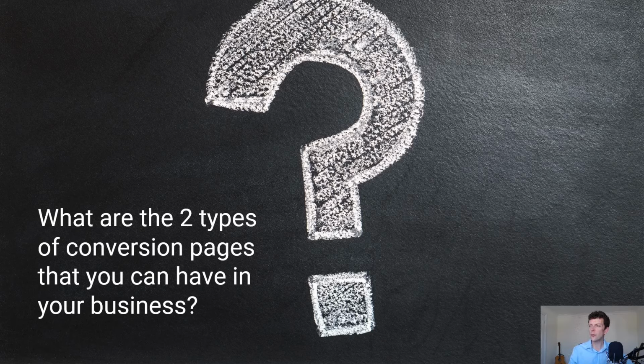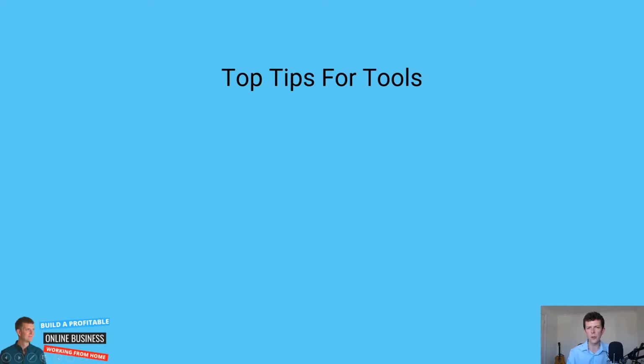So there are opt-in pages and sales pages. That's basically it. All right. And of course, there's many different variations on each of those. But let's not get into the weeds yet. We're going to just keep things very simple. So that's a key insight from today.